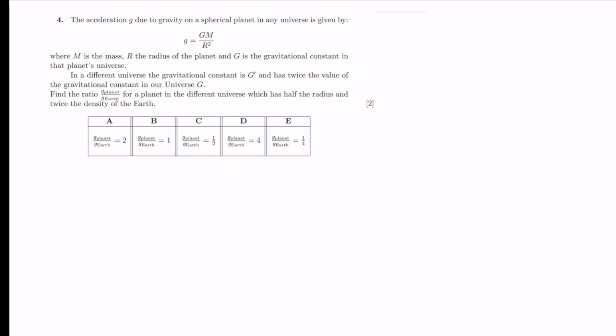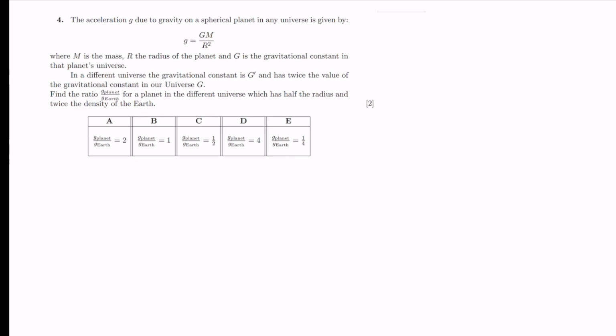Let's do some gravitation questions. So the acceleration g due to gravity on a spherical planet in any universe is given by this equation. So in a different universe, the gravitational constant is G prime and has twice the value. Find the ratio g planet over g Earth for a planet in a different universe which has half the radius and twice the actual density.